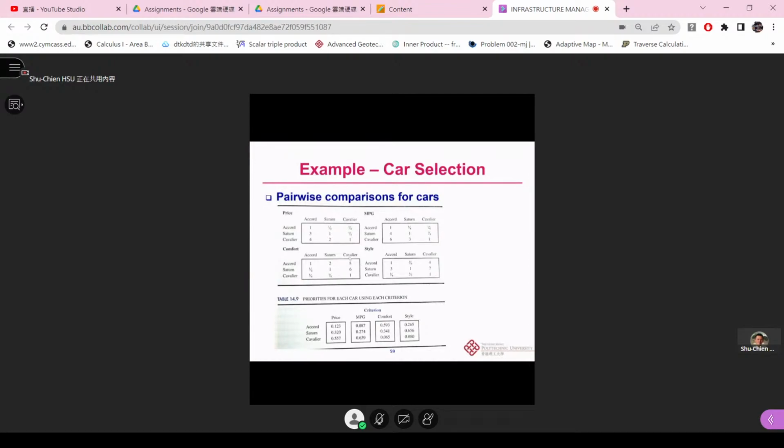And so you can see that we have the 1, 2, and 8 compared with the Saturn and Cavalier respectively. And for the style, you can see I personally like the Saturn one, so we have the 3, and also compared with Cavalier like 7. So Saturn, I think, has the highest score for this one.